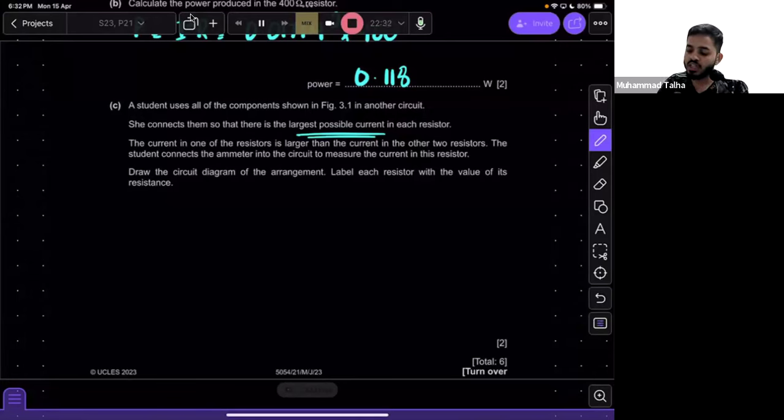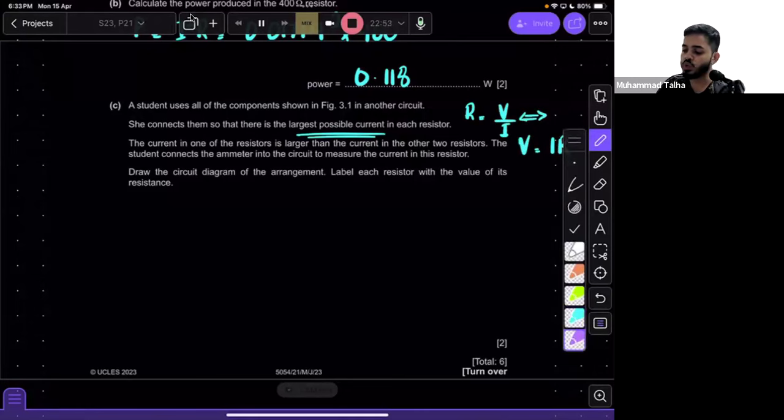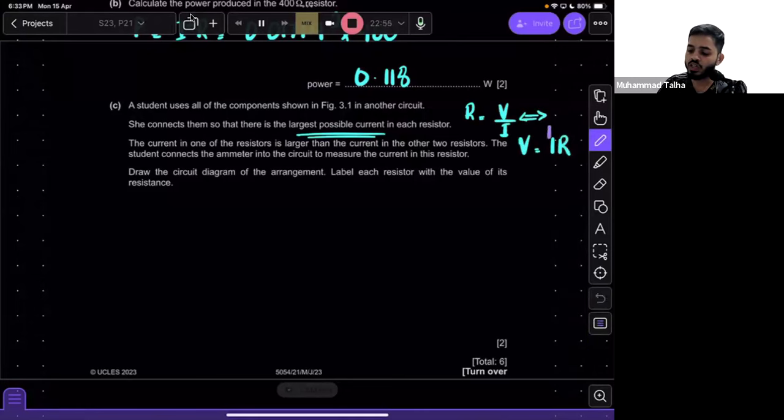Now I know that resistance is V over I, right? Or if I rearrange this, I can also say V equals I R. I know that the resistance of each resistor I cannot change. So this means that if I do want each current to be the largest, it should also have the largest voltage across it, the largest possible voltage.